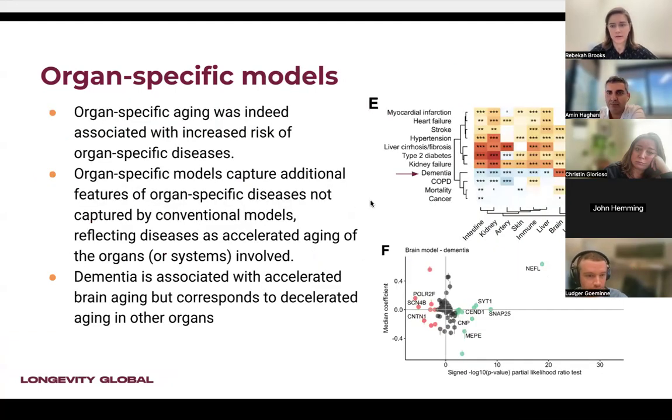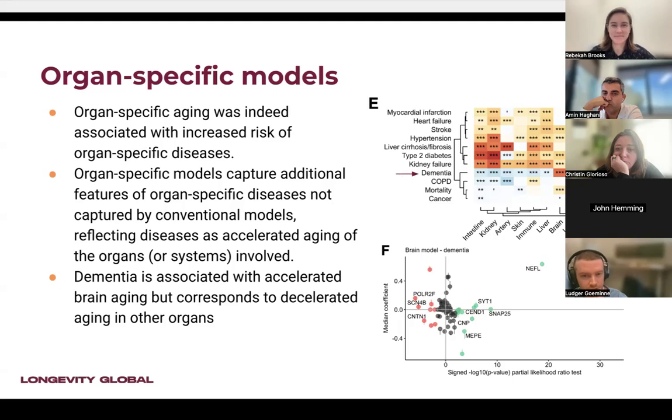Yeah, and then to point out some other things from the organ-specific models, of course, here you can still appreciate that the kidney model is picking out diabetes and kidney disease. But one of the interesting things that was also pointed out is that while the brain model, you see dementia being at the top, dementia actually corresponds with decelerated aging of other organs. So I'm kind of interested if Luca or anybody has some thoughts on why that might be.